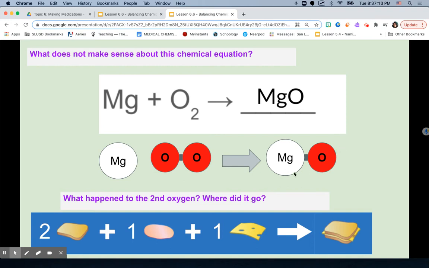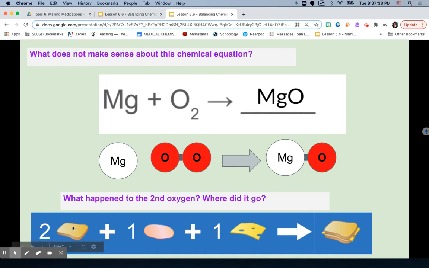Well, you might notice that the second oxygen kind of disappeared, right? So before, in my reactants, I have 1 Mg and 2 oxygens bonded together. Afterwards, I still have that 1 Mg, 1 oxygen. So where did that second oxygen go? Right? So this equation as it is doesn't quite make sense.